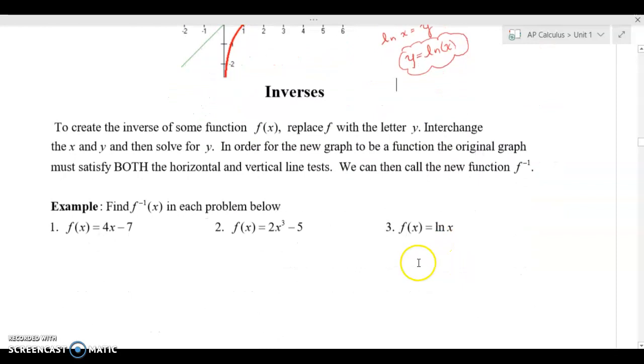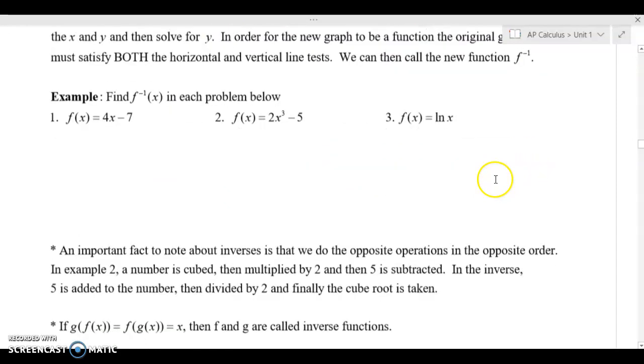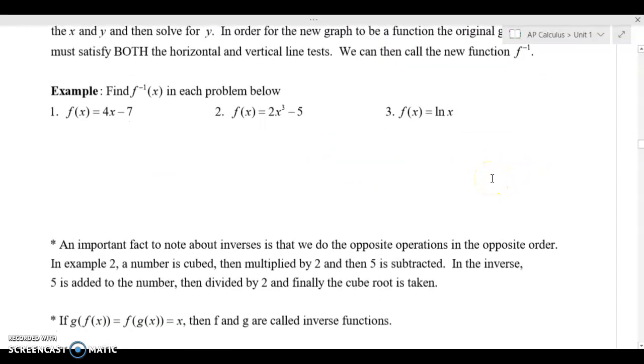Okay, so inverses. To create an inverse of some function, replace f with the letter y, then change out the x and y in order for the new graph to be a function of the original graph. It must satisfy both the horizontal and vertical line tests. We call that new function f inverse. We don't call it f to the negative 1 power, we just call it f inverse.